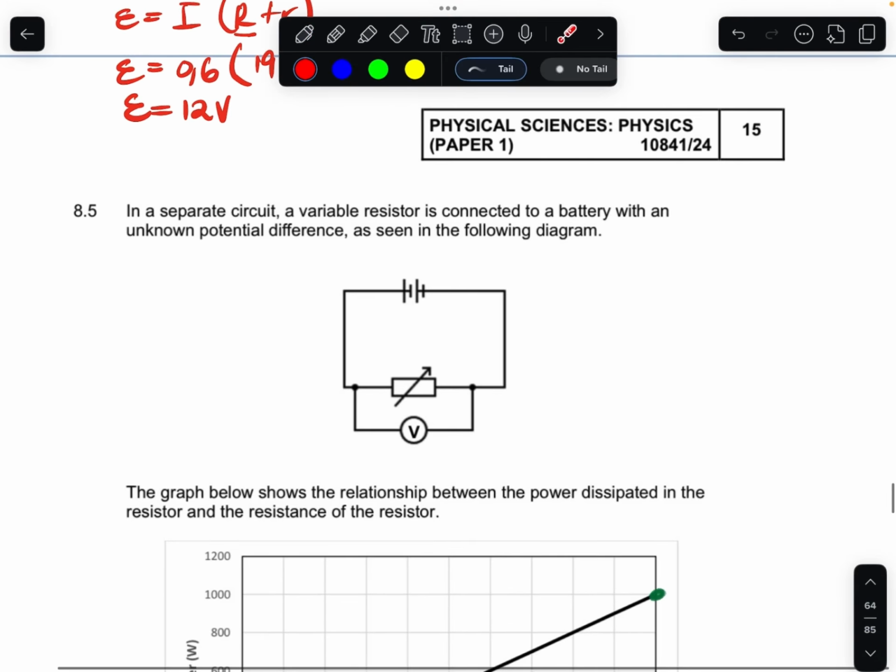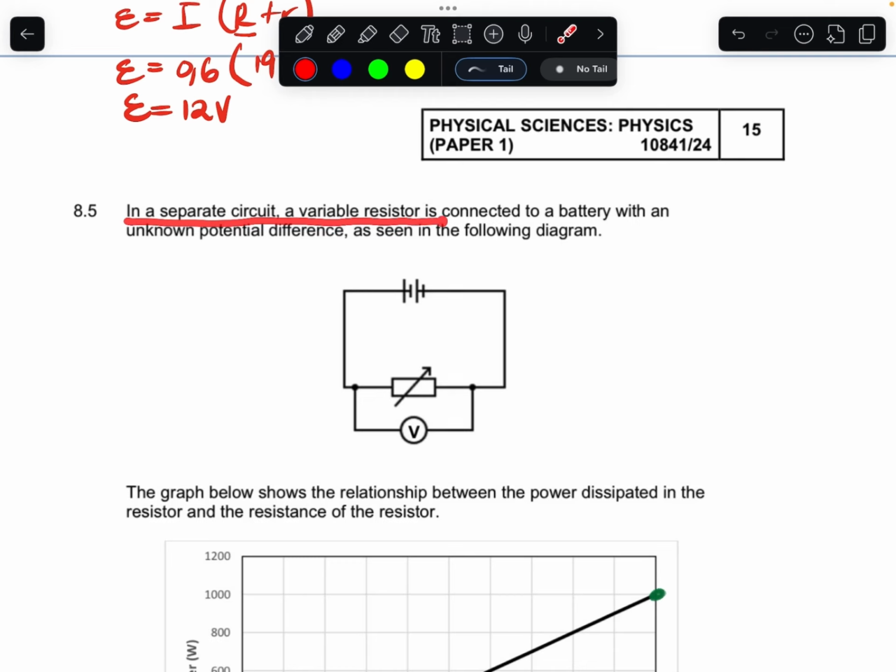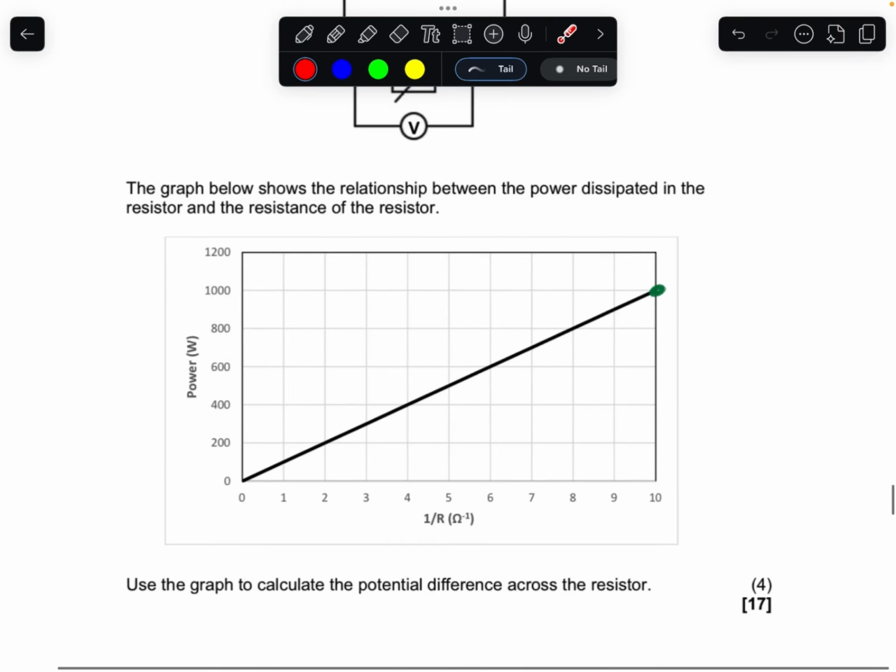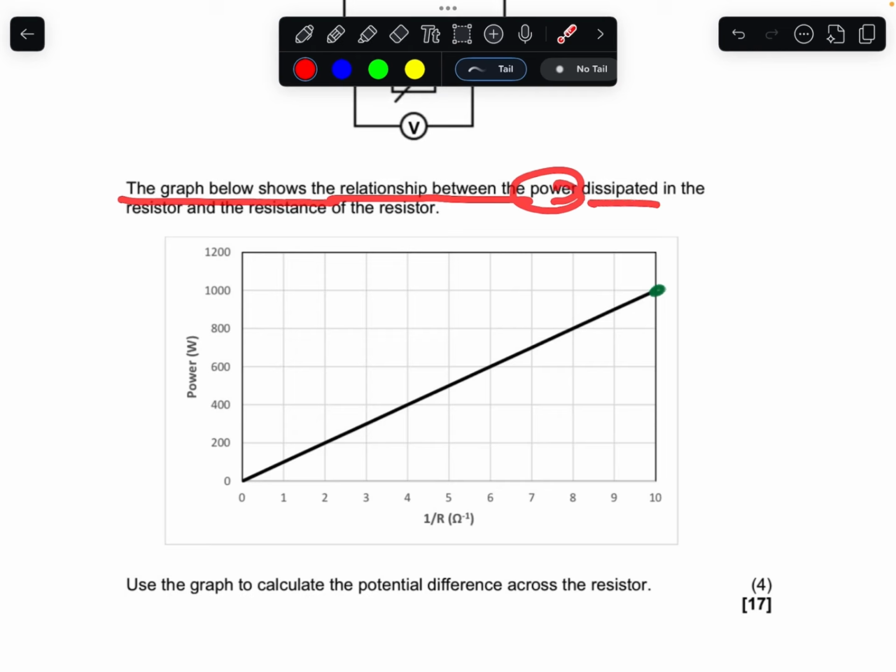Now in 8.5, it says in a separate circuit, the variable resistor is connected to the battery with an unknown potential difference as seen in the following. Here's the variable resistor. So now it says the graph below shows the relationship between the power dissipated in the resistor and the resistance of the resistor, right? So we have this graph.